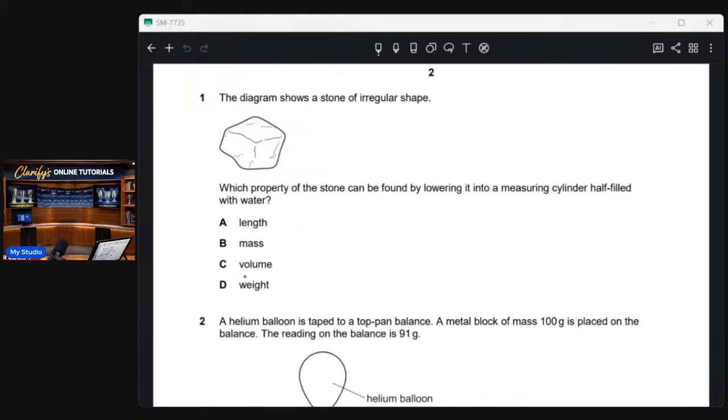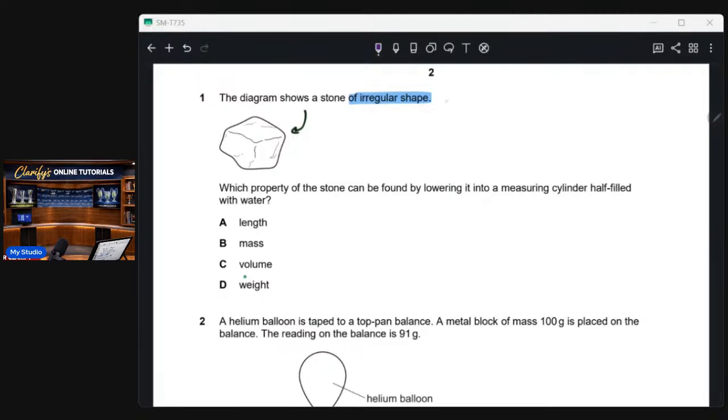The first question says, the diagram shows a stone of irregular shape. We know what this is about, huh? Irregular shape, irregular volume. All right. Which property can be found by lowering it into a measuring cylinder half filled with water? So which topic in physics is interested in volume? We know volume from maths, it's mensuration. We have volume in physics.